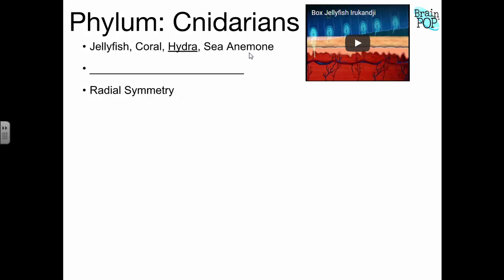Alright, the next group are called the cnidarians. That's the phylum. These are the jellyfish and similar types of animals. So it includes jellyfish, also corals, hydra, which we'll look at, and sea anemones. These are all cnidarians. Cnidarians have radial symmetry, and they have special stinging cells called nematocysts. They're little cells on their tentacles that can shoot out like a little harpoon that enters the body of their prey and immobilizes them, so that the cnidarian can then consume them.